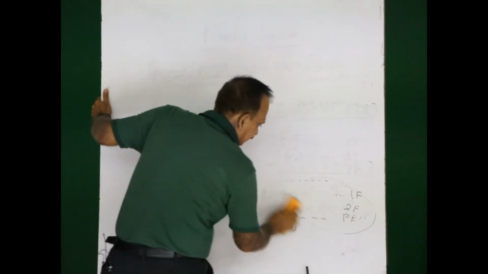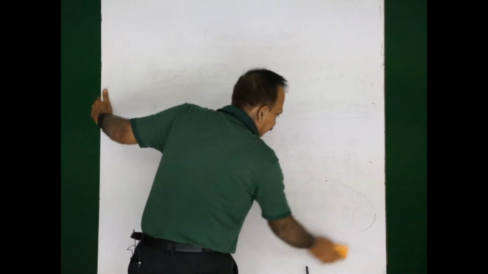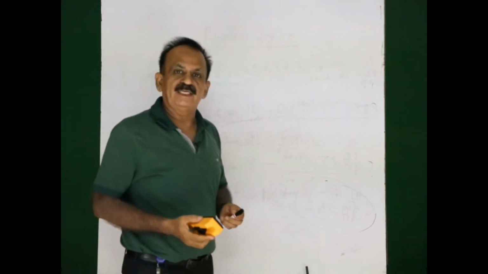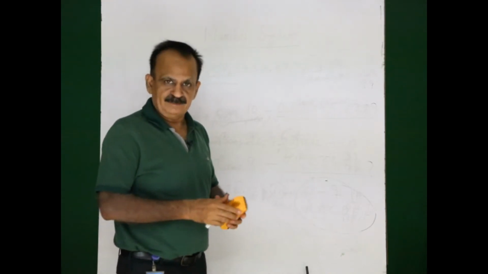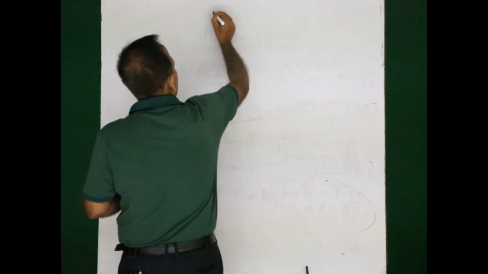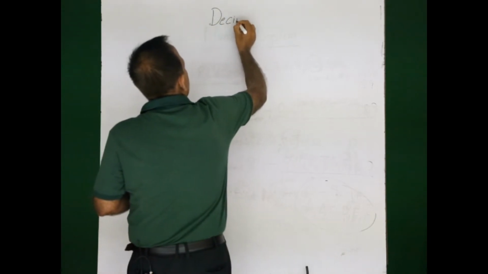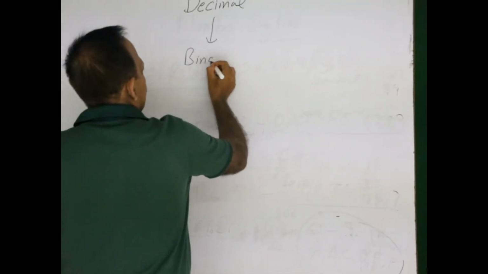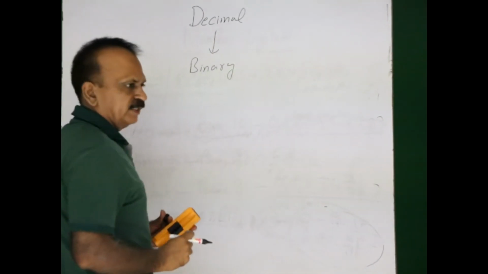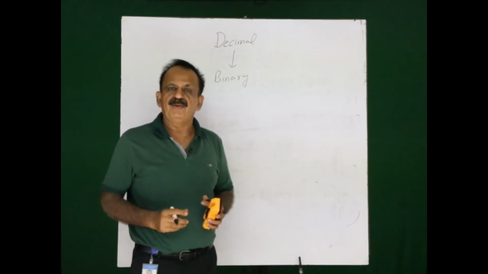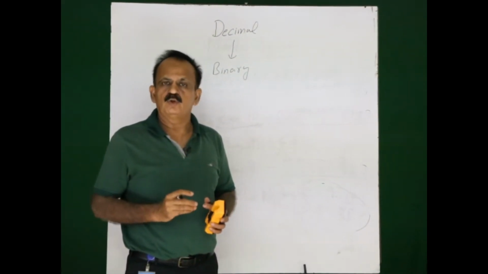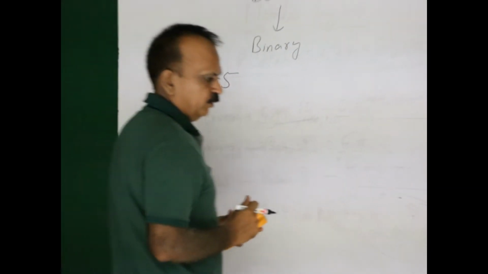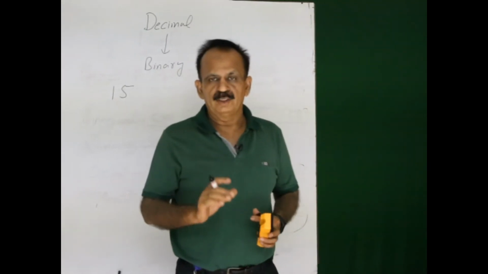Another thing which I discussed is, we are familiar with the number system, and that number system is the decimal number system, because we are using it right from the first class. I want to convert a number from decimal number system to binary number system. It is very clear that the base of the decimal number system is 10 and the base of the binary number system is 2. I want to convert the number 15 into binary.